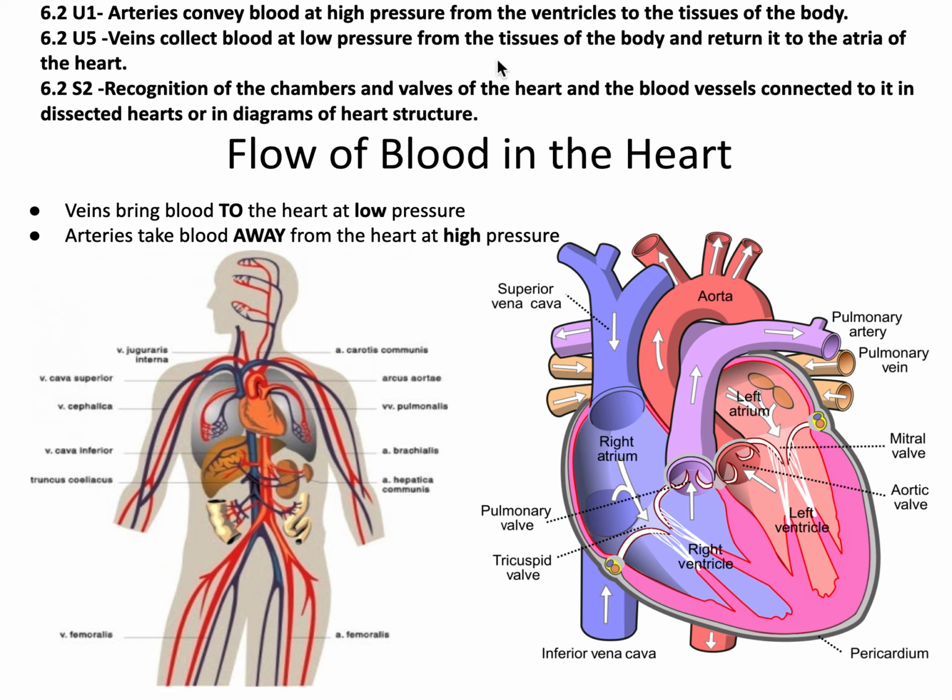Veins collect blood at low pressure from the tissue of the body and return it to the atria of the heart. So veins are usually working at low pressure. They don't need as much force as they return the blood back to the heart. So veins bring blood to the heart at low pressure, and arteries take blood away from the heart at high pressure. That's what you need to remember here. I usually remember A for away, so arteries take blood away, and veins are the opposite. They bring blood to the heart. Away needs high pressure to get it to circulate through our body, and bringing it back to the heart can be at low pressure.